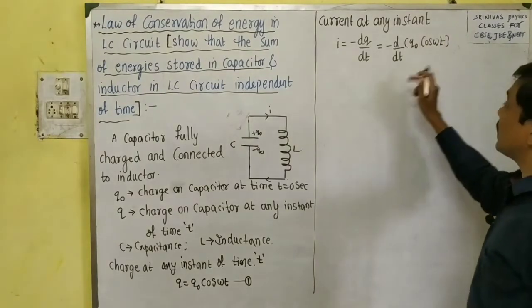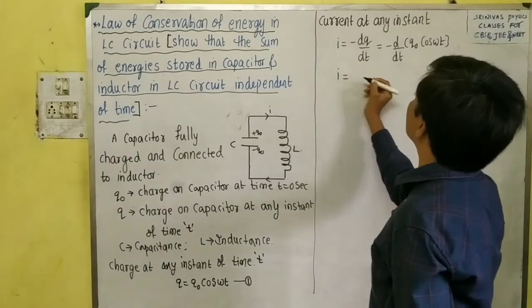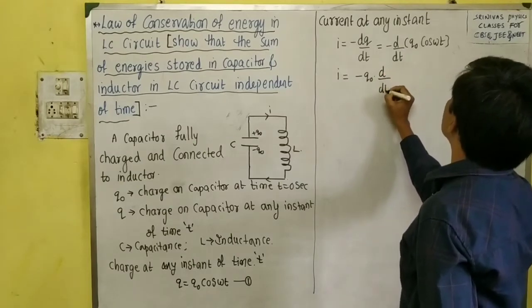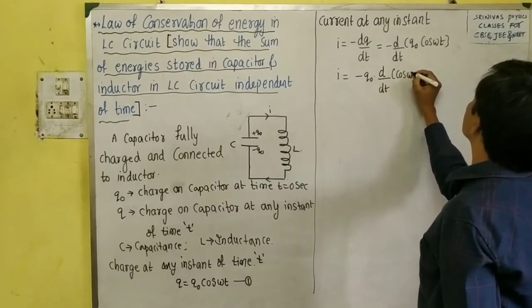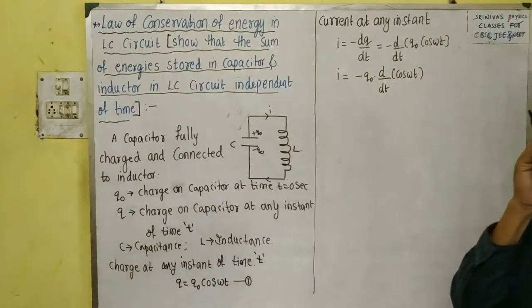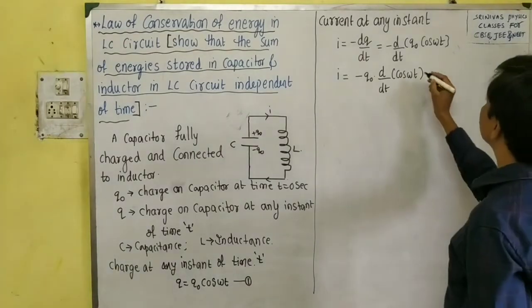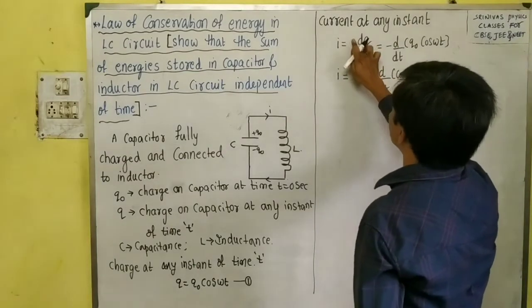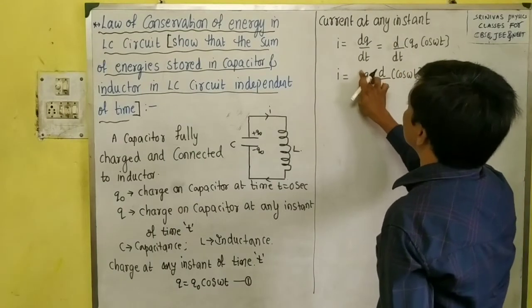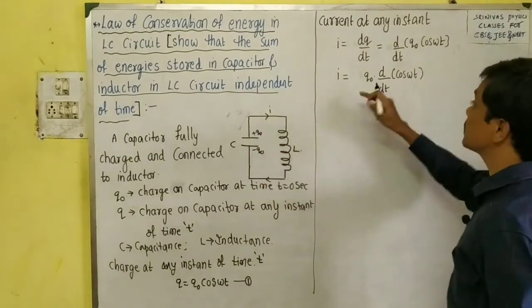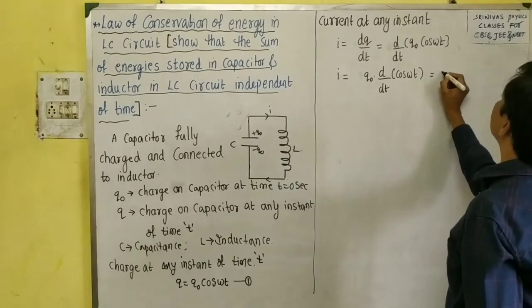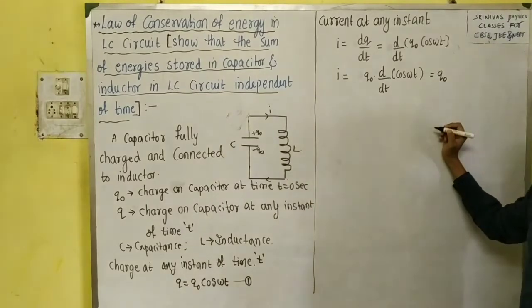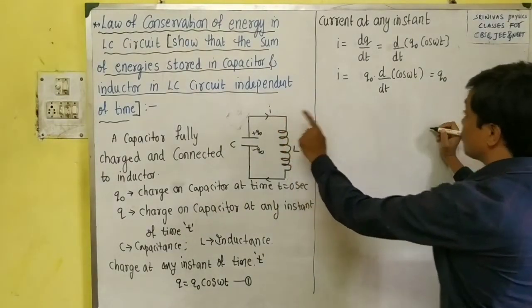Here we write the differentiation: I is equal to minus Q0 into d by dt of cos omega t. Or otherwise you can take the current as positive also, there is no problem. In the circuit the current increases, so we can take it positive also. The charge on the capacitor decreases and the current in the circuit increases.